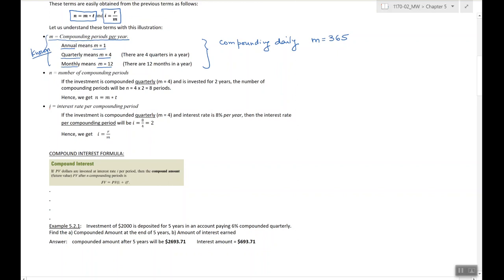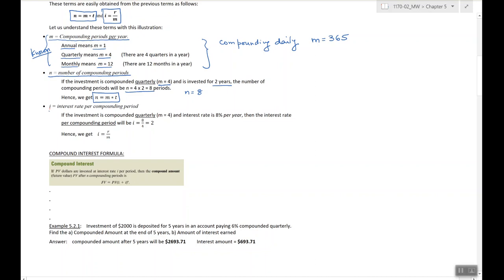So from there we have to compute N. So N is the number of compounding periods. So suppose an investment is compounding quarterly, so I know M is 4, and your investment is for 2 years, then the number of compounding periods would be 4 times 2 because there are 4 every year and you've waited for 2 years, so you have 8 periods. So N is 8. So that's why we have this formula, N equals M times T.